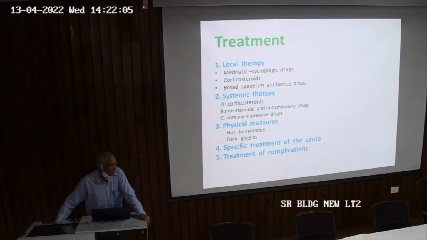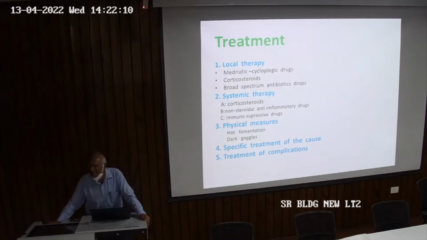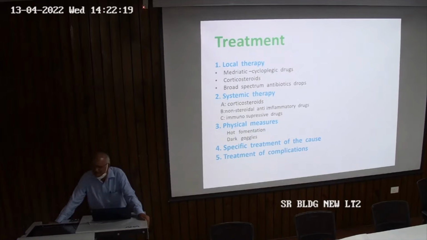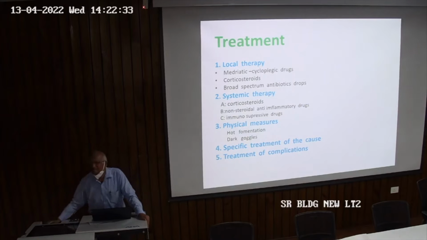And the dark goggles, because bright light causes photospasm and photophobia, that will be prevented. That is why we are prescribing. Although they are not a very important part of the treatment, they are outside measures just to give some relief to the patient. Why is there photophobia? Because the pupil is constricted, the pupil cannot react, there is no protective phenomenon. Sharp light is prevented by the dark goggles.